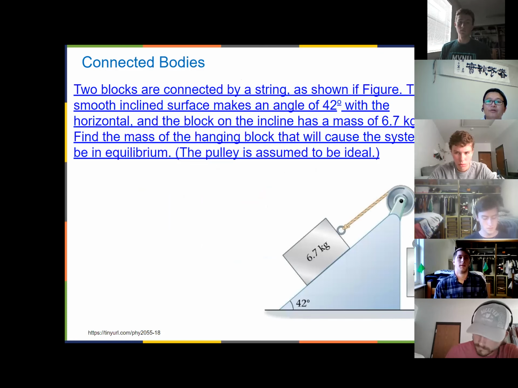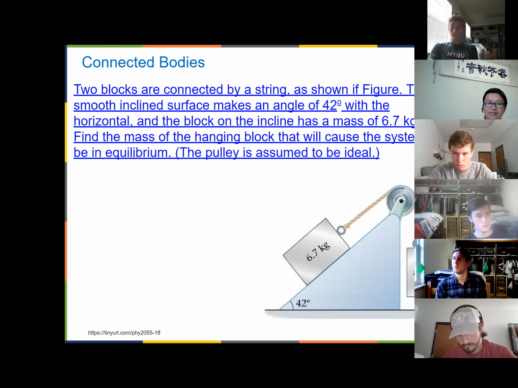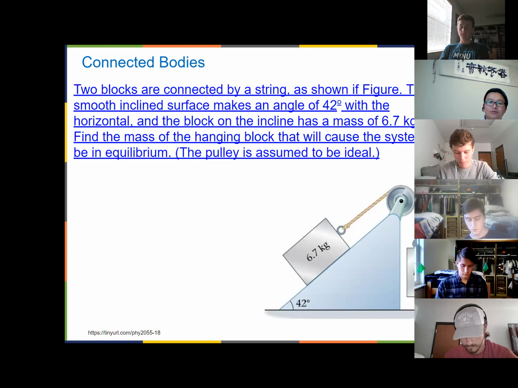Okay, so when it says the system is in equilibrium, that means it's either not moving or moving with a constant velocity. Let's just say it's not moving. In both scenarios, if they are in equilibrium, then the net force should be equal to zero on each of the objects.